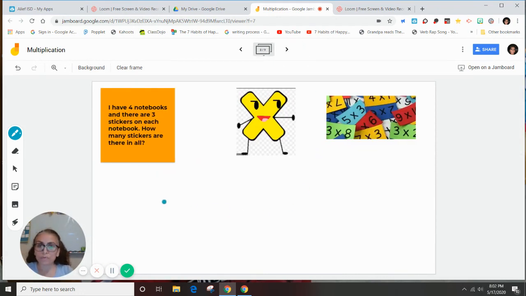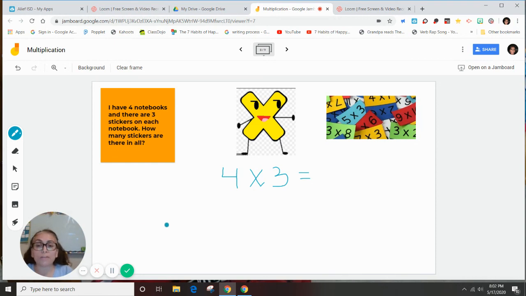Okay, now let's use this one in a word problem, because remember, we always go from learning the whole concept, and then we want to use it in real world problems. So I have 4 notebooks, and there are 3 stickers on each notebook. How many stickers are there in all? So let's do the sentence. 4 notebooks, okay? And on each notebook, I have 3 stickers. How many stickers do I have all together? That means I'm going to put every sticker that I have on each notebook and put it all together. And I can do a repeated addition, and then I can go to my multiplication sentence.